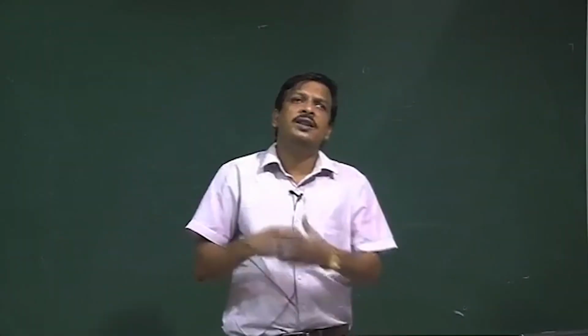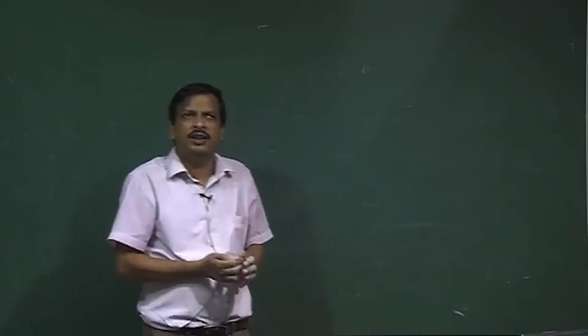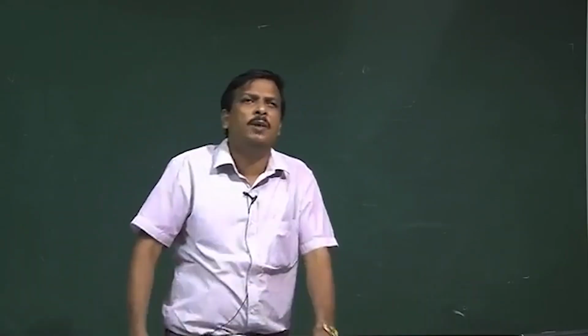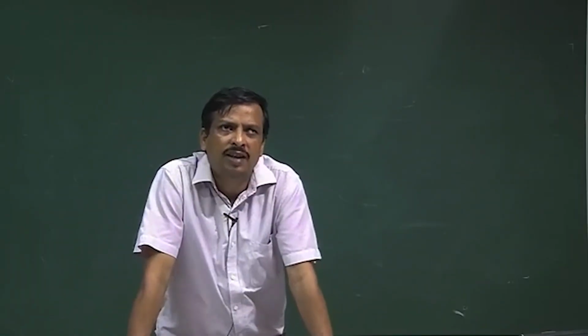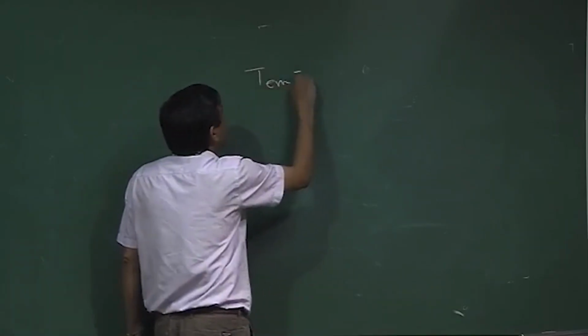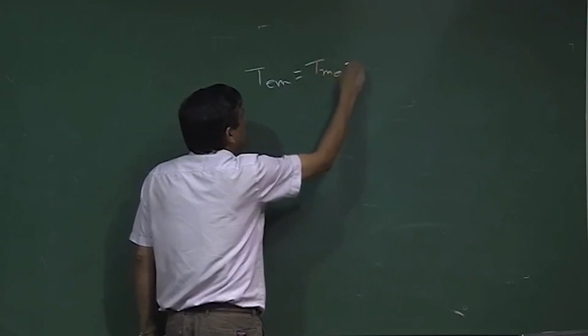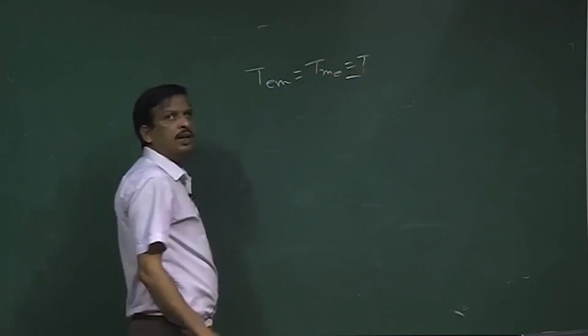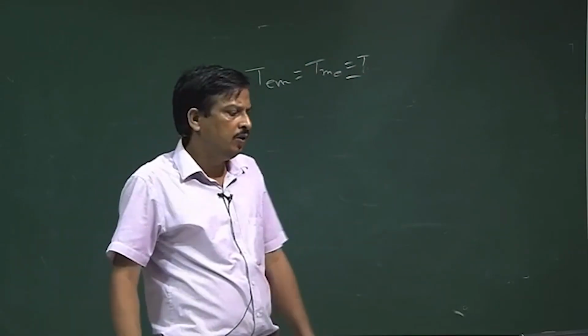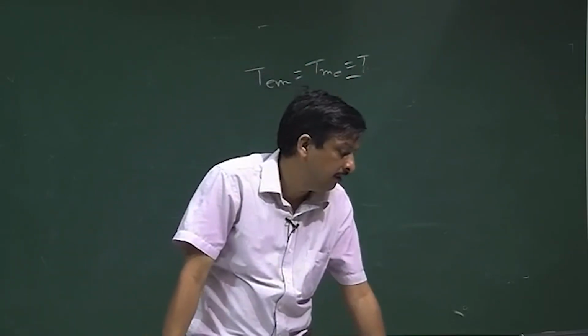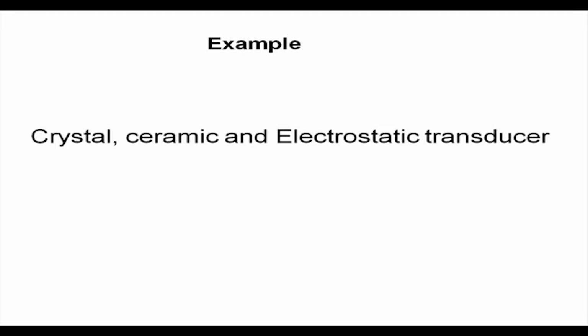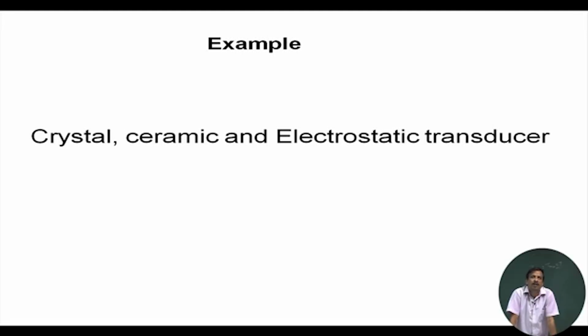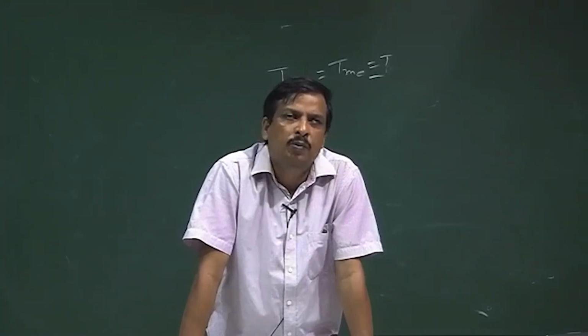Okay. So, now we are discussing the reciprocal transducer, which we covered in the last class. Can you give an example of some reciprocal transducer? I said in a reciprocal transducer TEM and TME must be equal to T, and it will be real. The examples are crystal, ceramic, and electrostatic transducers, all of which are reciprocal transducers. We will discuss how they are made.